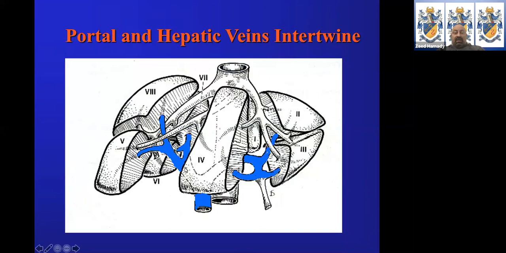Likewise, the portal anatomy divides the liver into main left and main right. On the right, the portal vein gives branches called the anterior sectoral branch and the posterior sectoral branch. On the left it is a little bit different, because the left portal vein runs through the portal fissure and then gives branches to segments 2 and 3, and two branches to segments 4A and 4B.